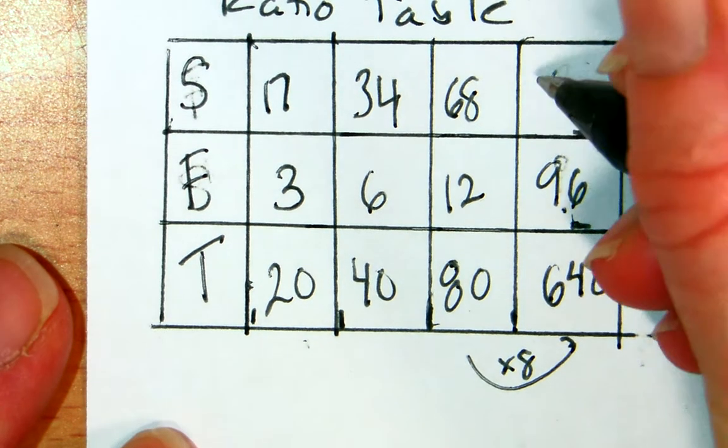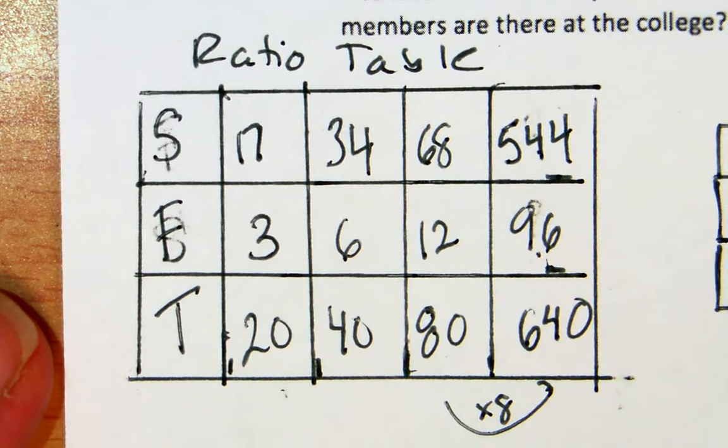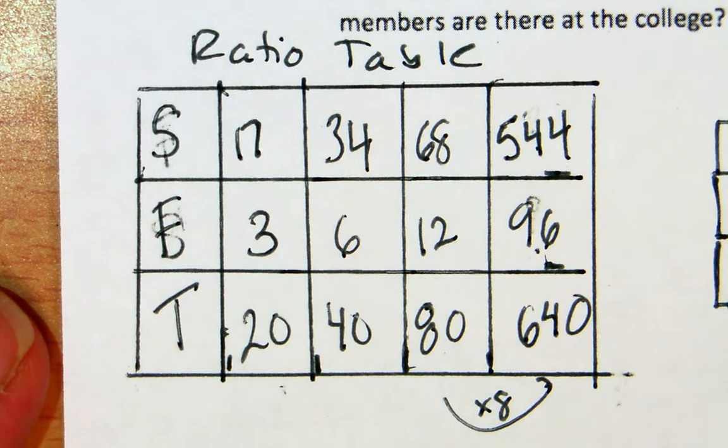480 plus 64 would give us 544. Yes, you can use a calculator. I'm just showing you that it can be done with mental math faster than it takes to get a calculator. Okay, so now I know.